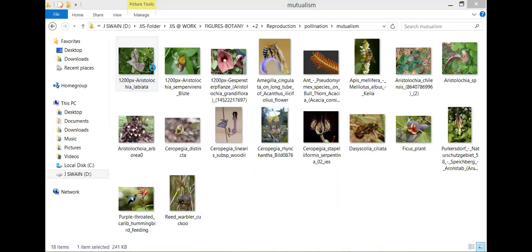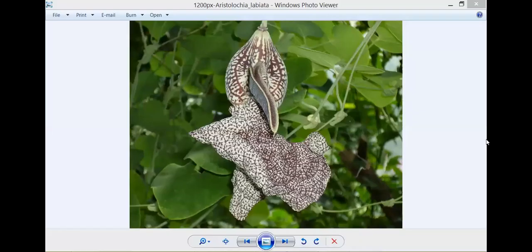Okay, are you able to see this flower? Flower visible or not? I'll reshare it. No, sir. Dekha?